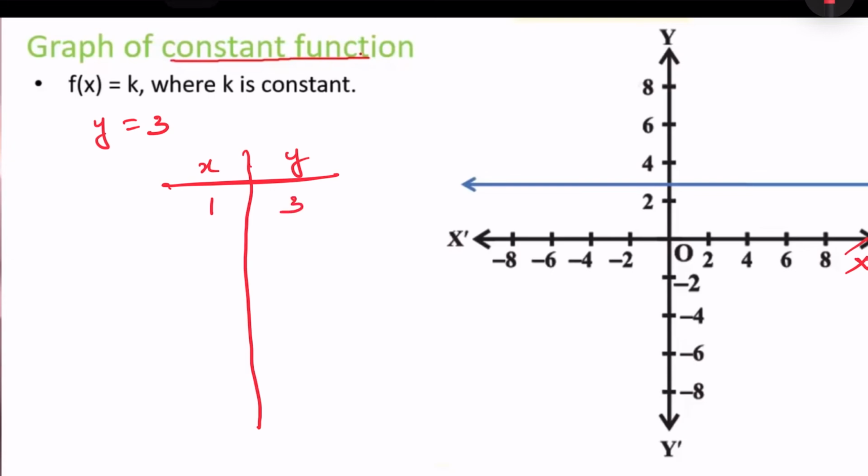So here you are having x and y. If x is 1, y is 3. If x is minus 1, y is 3. If x is 0, also it is 3. Whichever number, therefore here you are having, what is the domain? Domain is nothing but it is equal to the set of all real numbers.